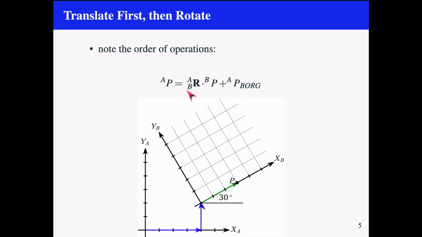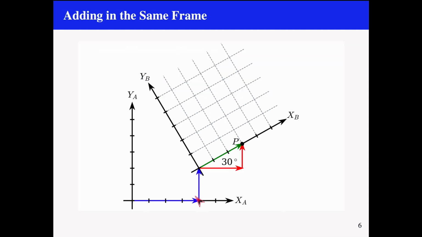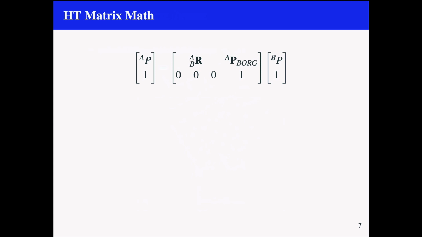So I have to remember this order of operations. I translate, and then I rotate, and so when I map, I've got to go backwards. First I take P, I find its components in XA, YA, and then I add them together. Sorry that my reds and blues don't match up with my hand drawing, but you get the idea of what I'm trying to do here. So we've got to get into the same frame and add.